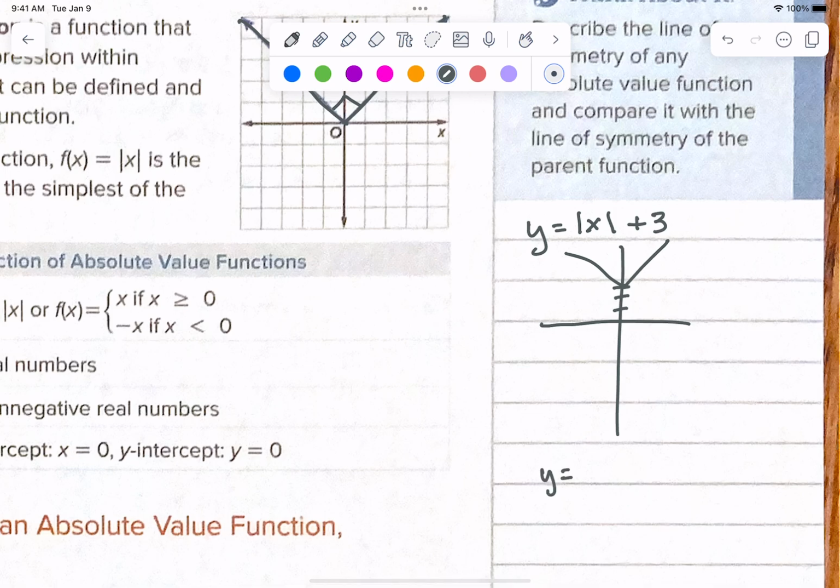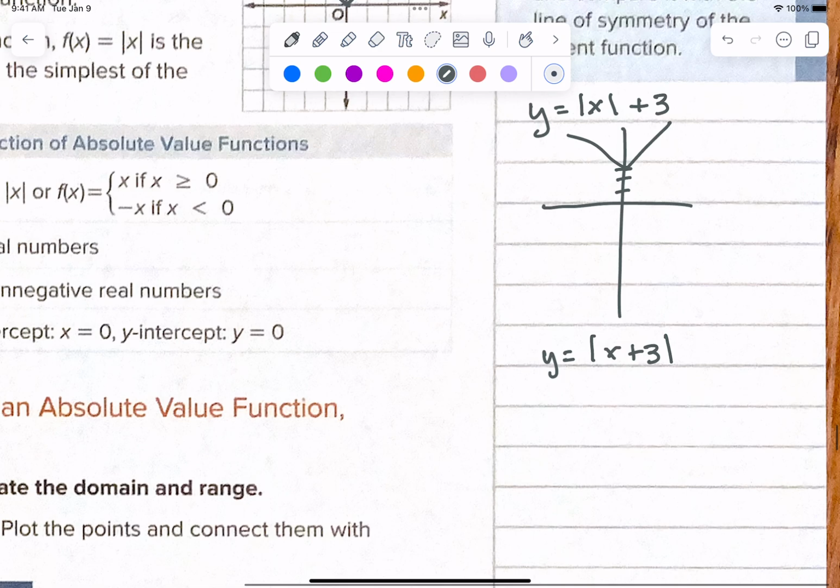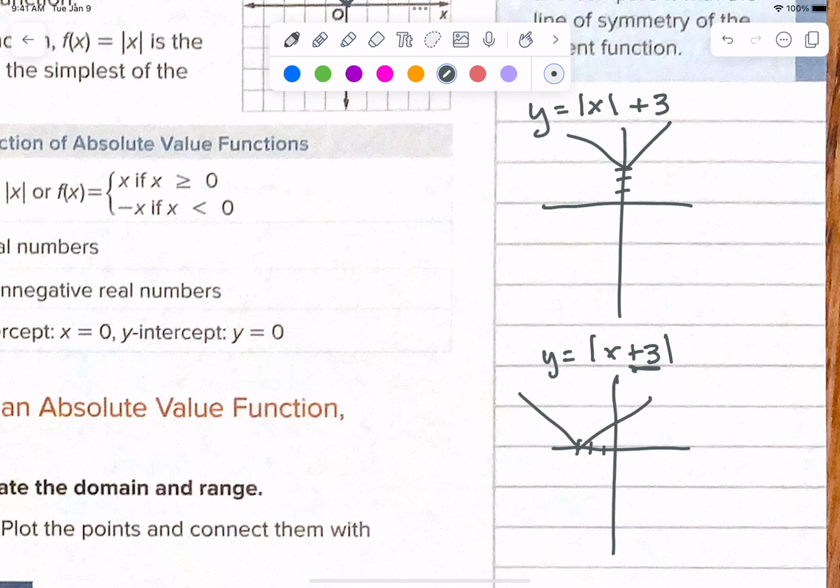Let's say the plus 3 is inside. Do you know what that does? It just slides it over. Which direction? Technically, with plus 3, you think it slides to the right? No. When it's inside, it does the opposite sign. So it's going to go 3 to the left, and then my V starts there.